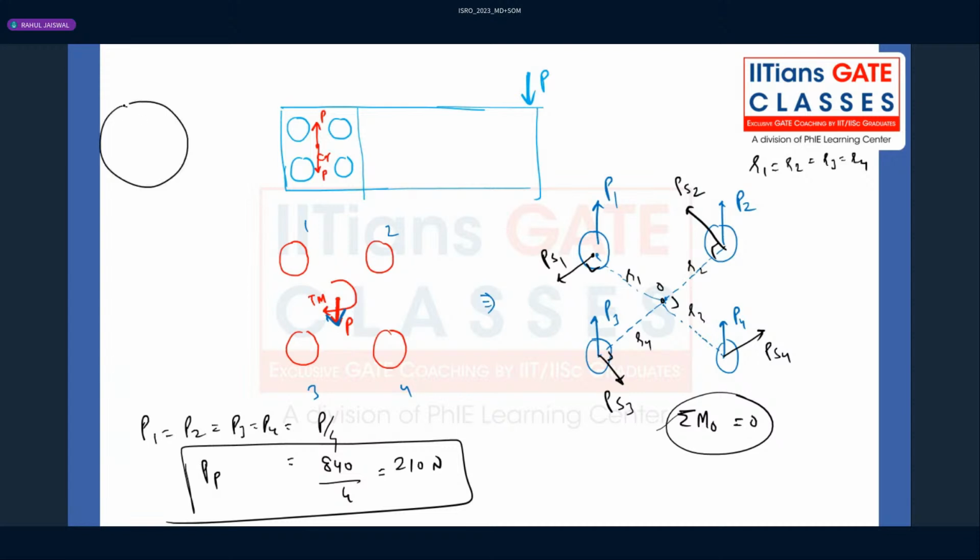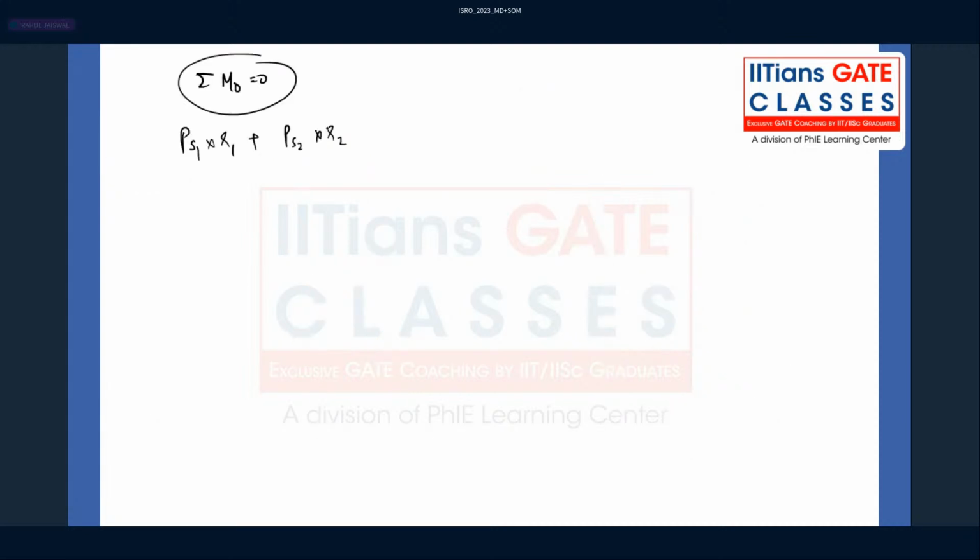Perpendicular to the radius, right? Something like this. At any point, it has to be perpendicular. Then only it will act circumferentially and produce the torsional shear stress. Plus PS3 into R3 plus PS4 into R4, that is equal to P into E.